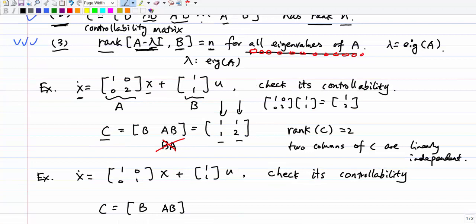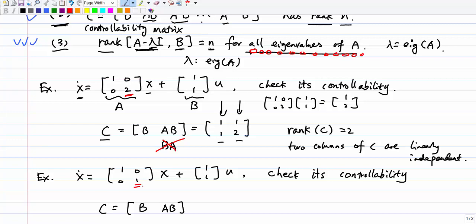If you have 3 columns, they are linearly independent, the rank will be 3, and so on and so forth. Okay, now let's take a look at another example. Here we make a small change. It's almost the same as the previous one. The only difference is I change this number from 2 to 1, to see what's happening.